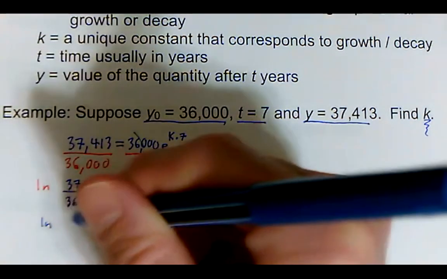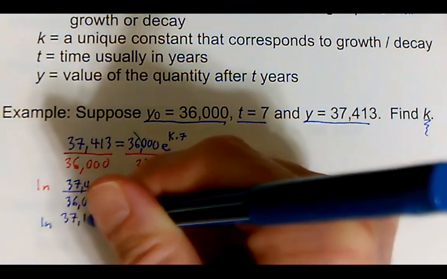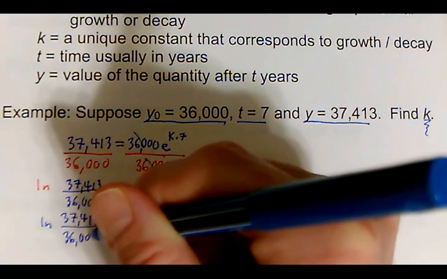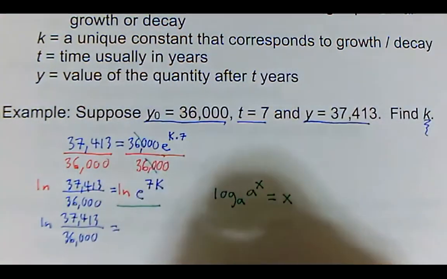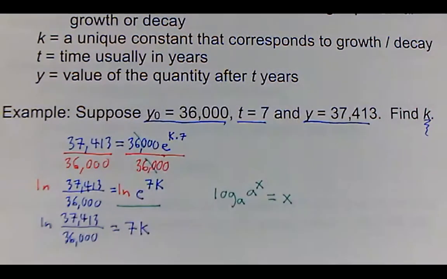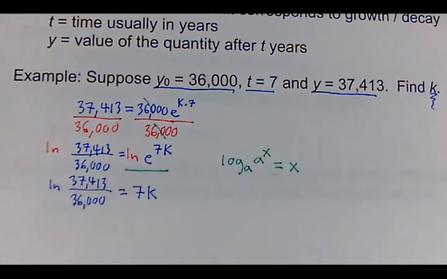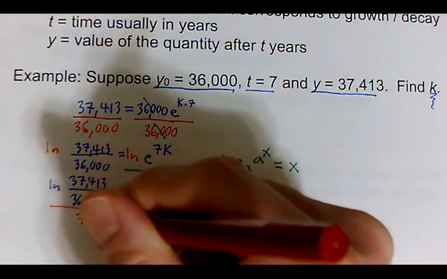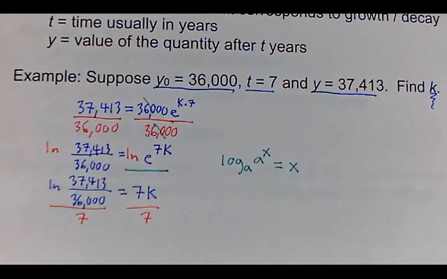The natural log of 37,413 over 36,000 equals, and then the natural log of e to the 7k is just 7k. That's that inverse function relationship. And then you can see that to get the k by itself completely, you'd have to divide both sides by 7. Now that looks a little bit icky on the left, but that's all right.